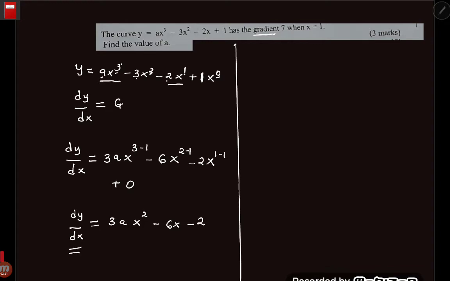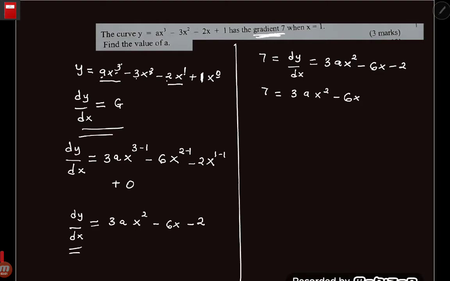But this dy/dx is equal to the gradient. So we are going to equate it with the gradient, which you are given to be 7, is equal to dy/dx, and dy/dx is equal to 3a x squared minus 6x minus 2. This will simplify to 7 is equal to 3ax squared minus 6x minus 2.